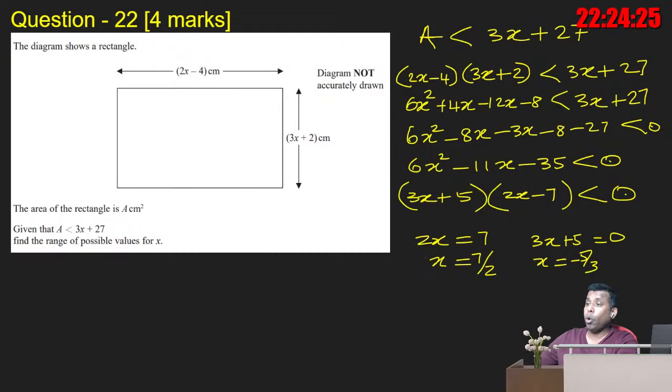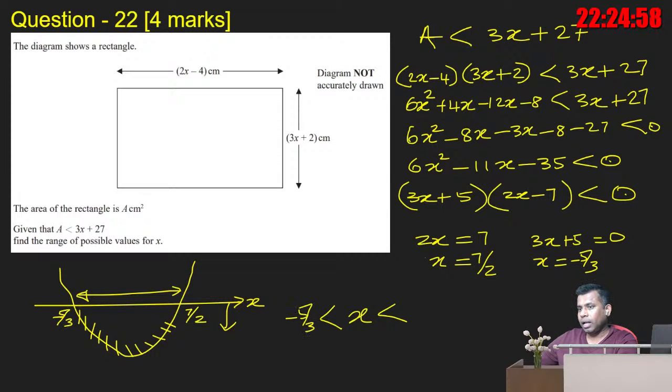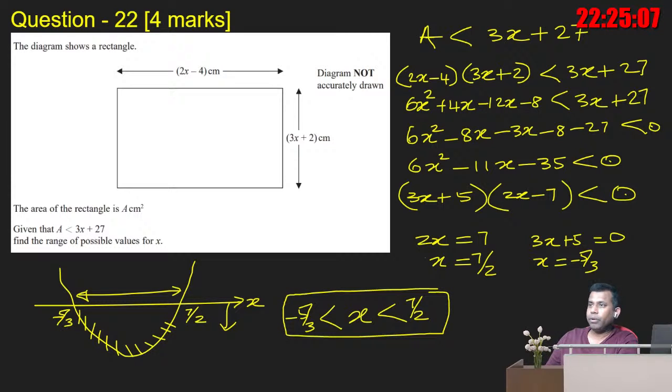Now the question is not over. This is a quadratic graph, right? So the points are minus 5 over 3 and 7 over 2, right? And now the graph is less than 0, meaning below the x-axis, right? Below the x-axis means these are the possible values of x. So what is the final answer? x is between minus 5 over 3 and 7 over 2. So this is the answer for the question, right?